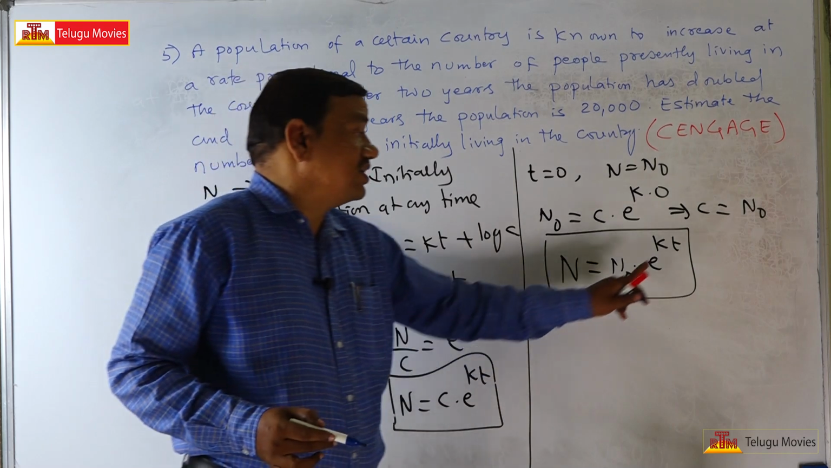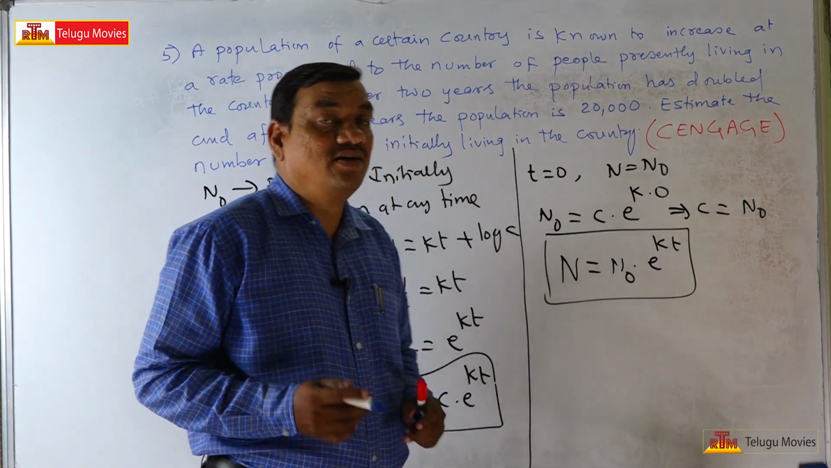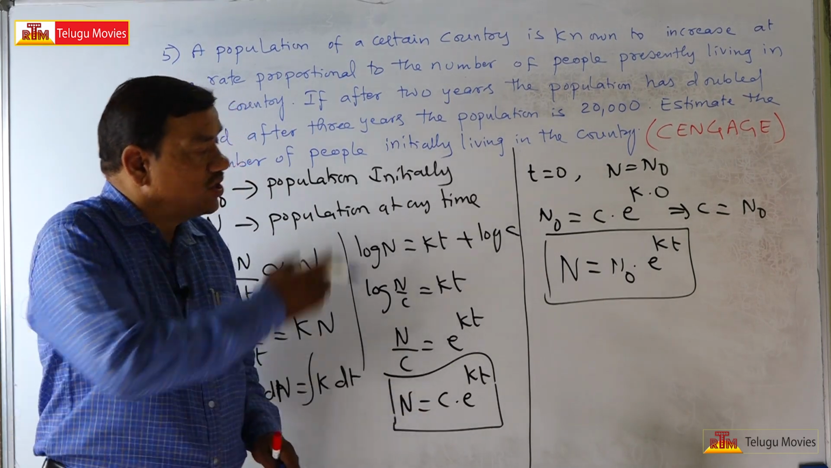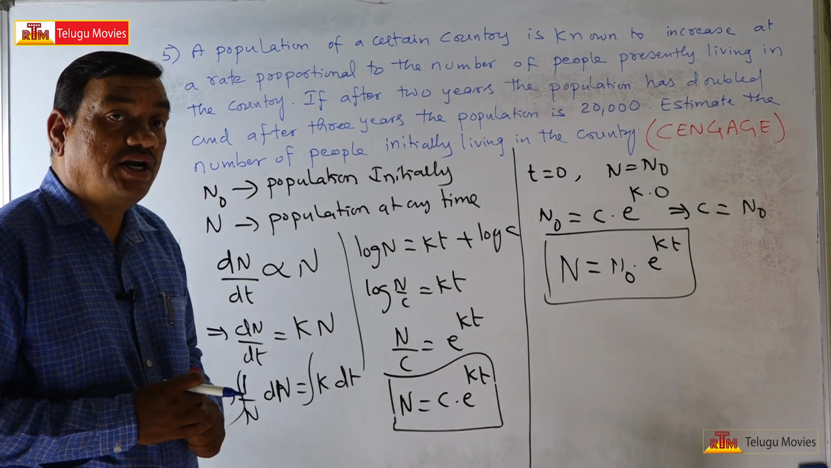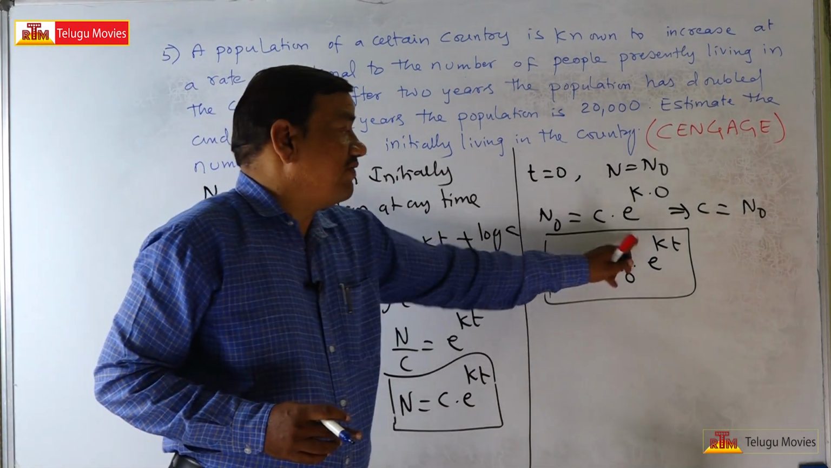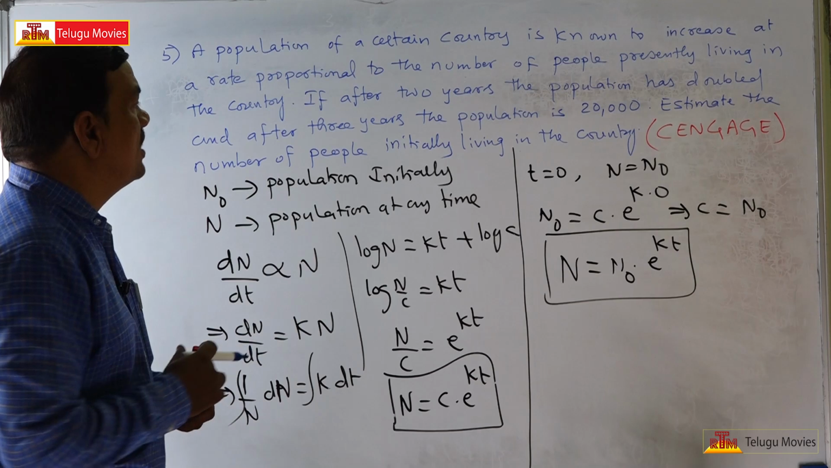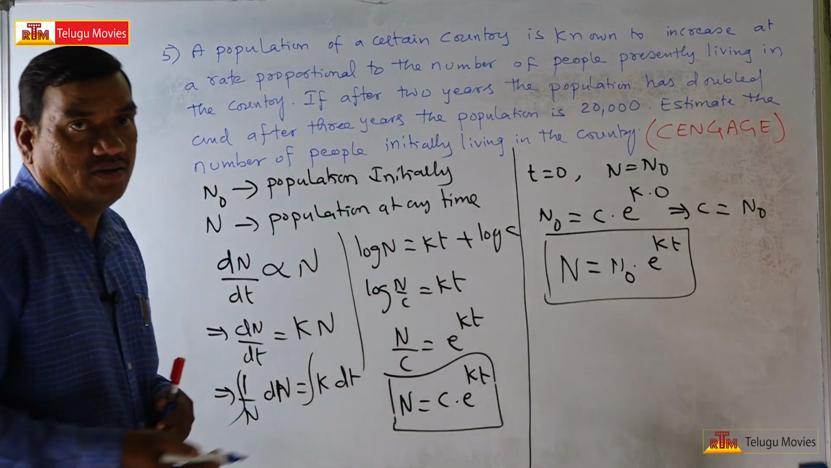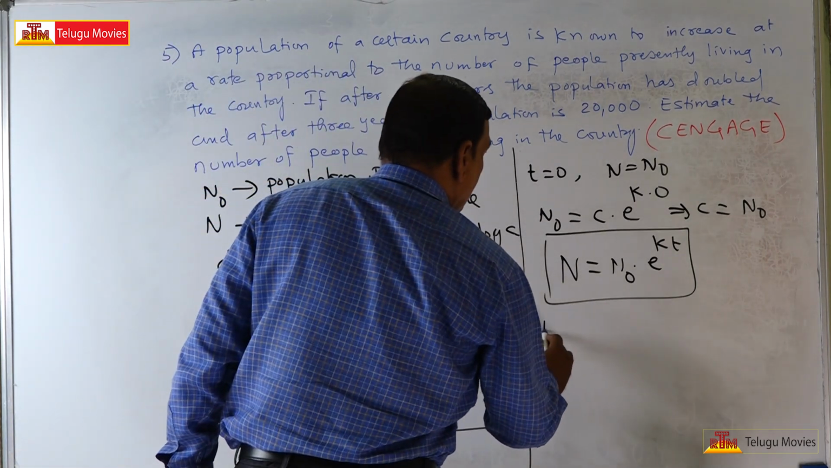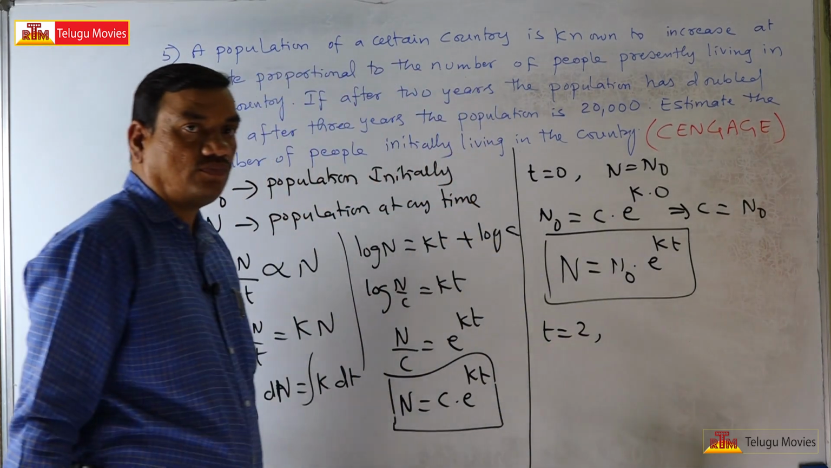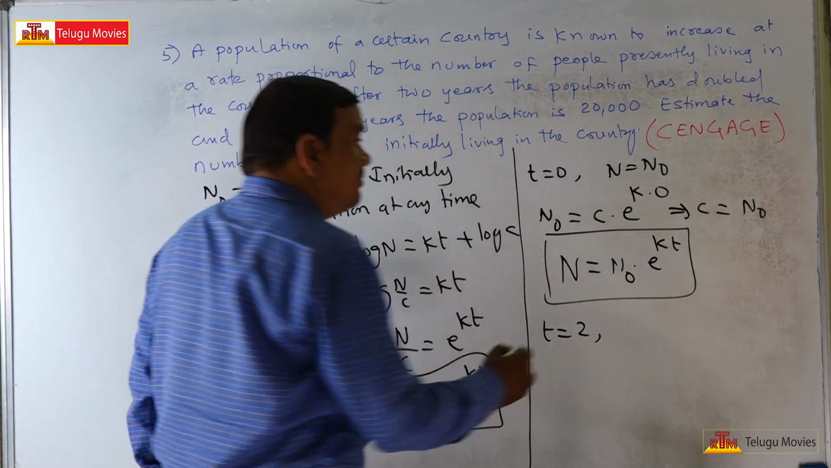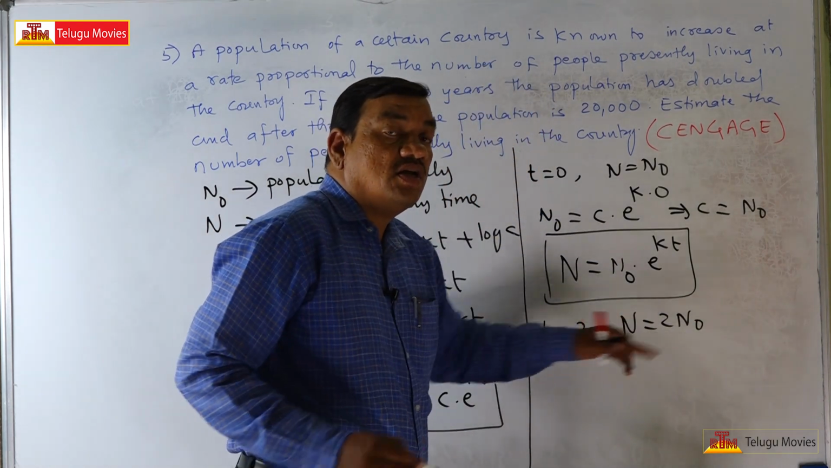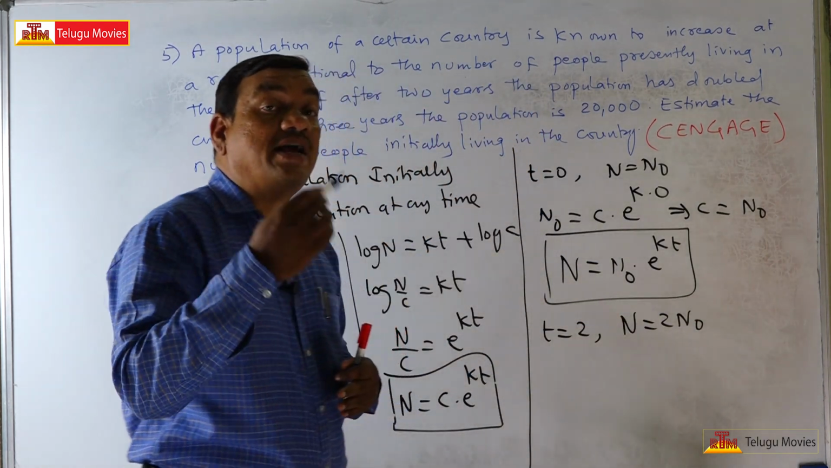Now our concentration is to remove the value of k. I told you that we have to remove the values c and k. We already removed the c value, now we have to remove the k value. For that we will use the data. After 2 years, the population has doubled. After 2 years means t is equal to 2. The population has doubled means n is equal to 2n naught, that is 2 times the initial population.